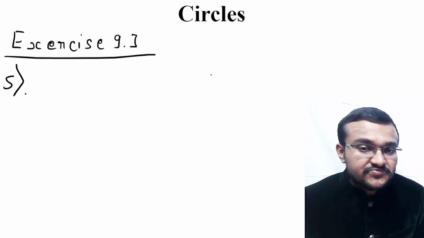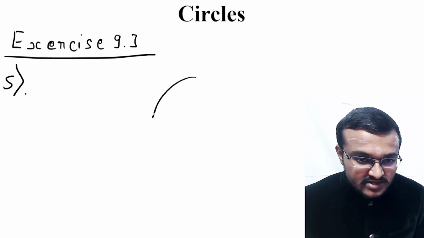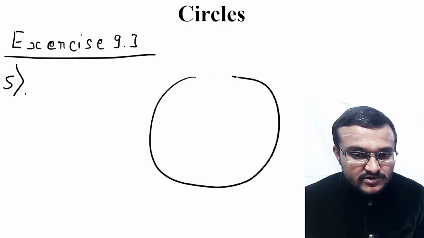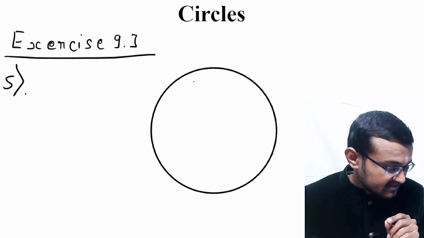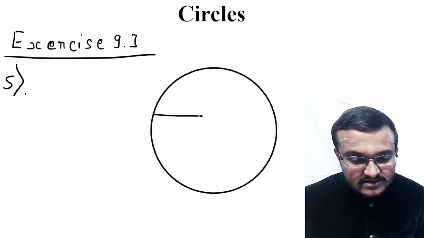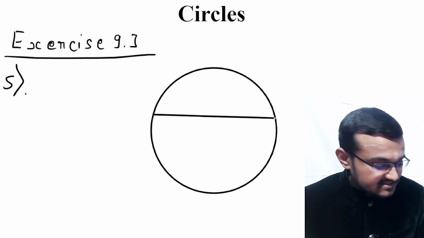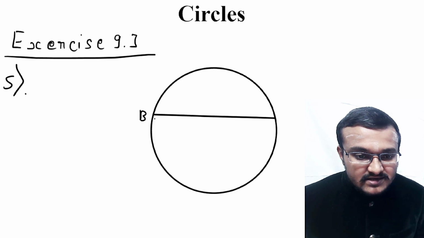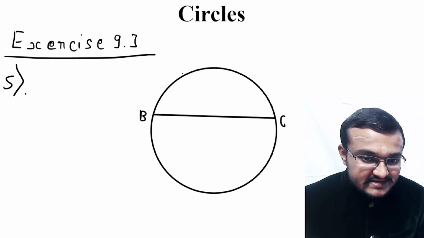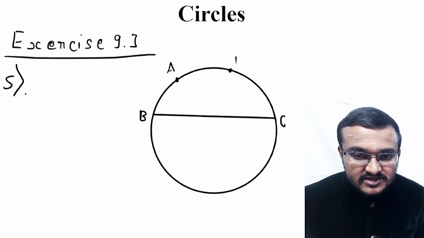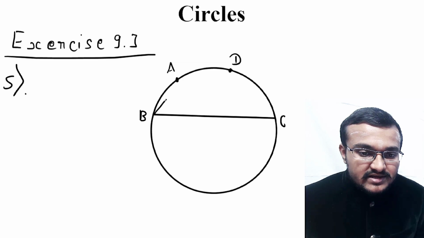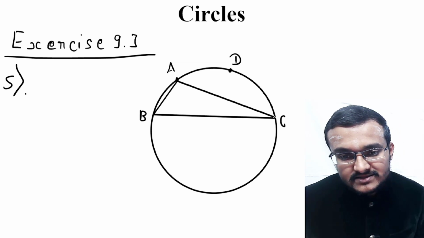Here in the fifth question, they have given a diagram, so let me draw that diagram over here. There is a circle like this, and in this circle, they have given a chord like this. This chord is named BC. There is a point A at this position, and a point D at this position. Now, AB is connected and AC is also connected like this.